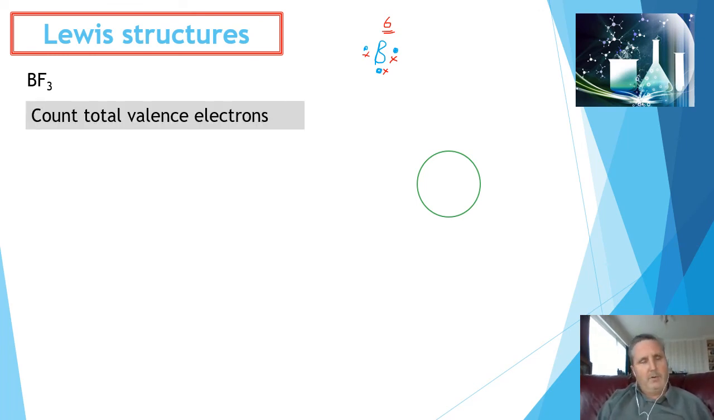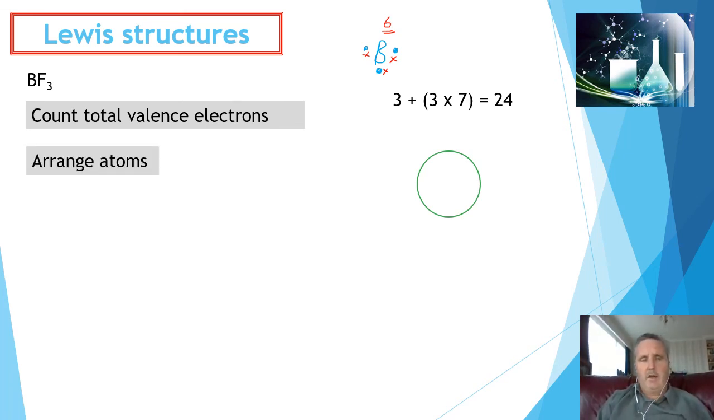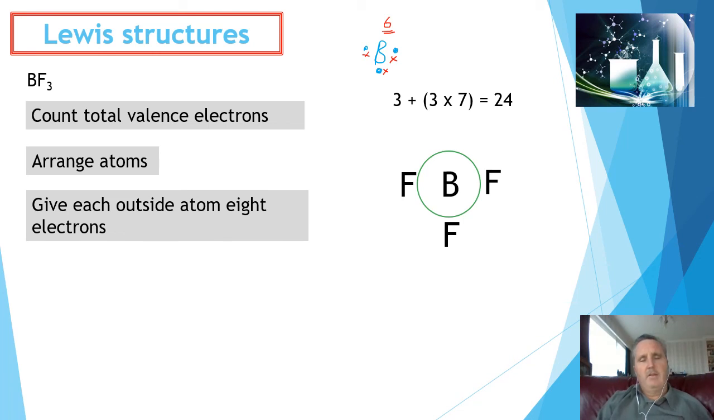So we're going to do this a wee bit different. We count the total number of electrons that are contributed here, 1 from the boron, 7 from each of the fluorines because they're in group 17, and we end up with 24 electrons. I then take these 24 electrons and we don't take the electrons yet. We arrange the boron in the middle and we're putting the fluorines around the outside. We're going to take now 24 of the electrons and we're going to give 8 to each of the outside atoms. There we go.